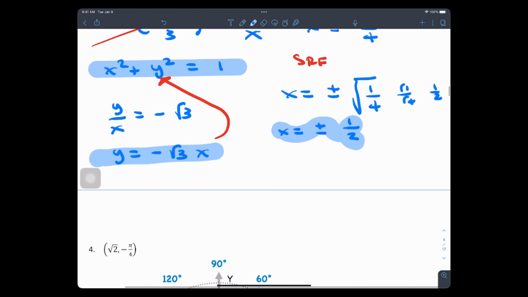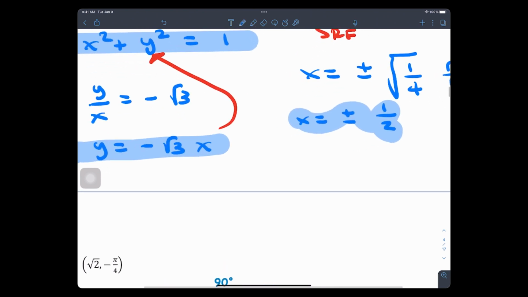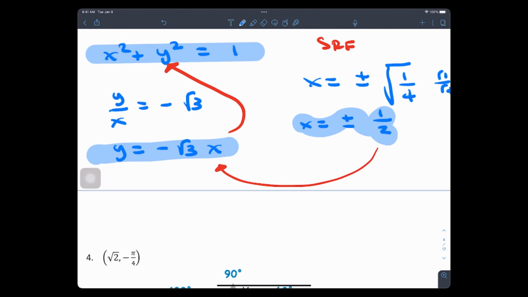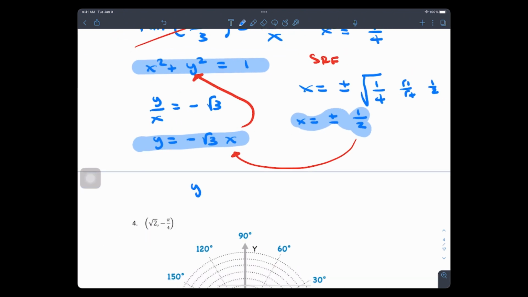So you might say, well, what is your y coordinate? Well, plug it in here. Let's get the red out. Plug in for the x here. So y is minus square root of 3 times plus or minus 1/2. Now, you know what that means? The y value is also plus or minus square root of 3 over 2.